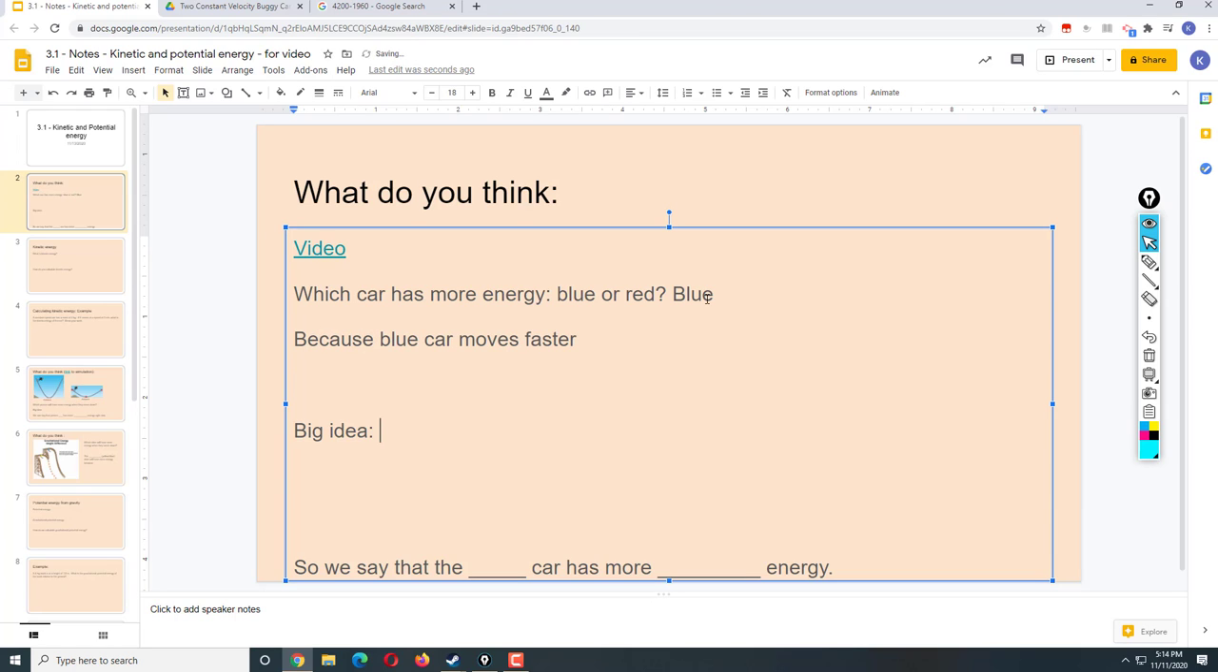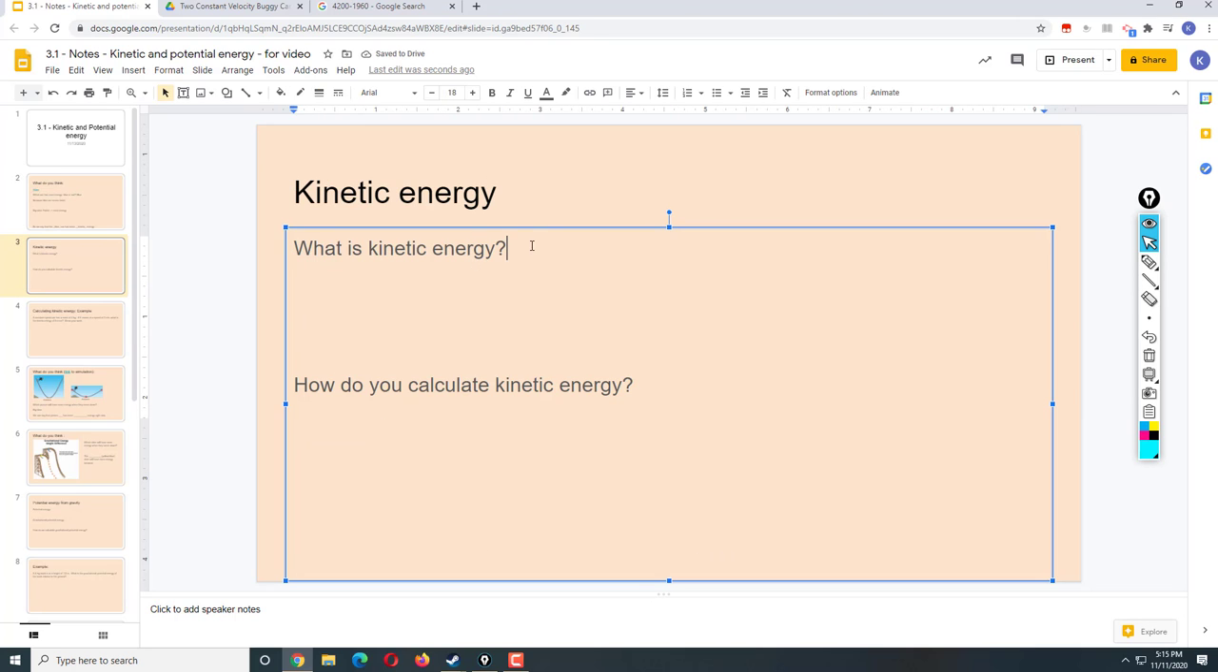So what's the idea? Faster is more energy. In other words, things that are moving fast have more energy. We can say that the blue car has kinetic energy. Kinetic means moving. So kinetic energy is energy from motion. Motion means moving. How do we calculate kinetic energy?